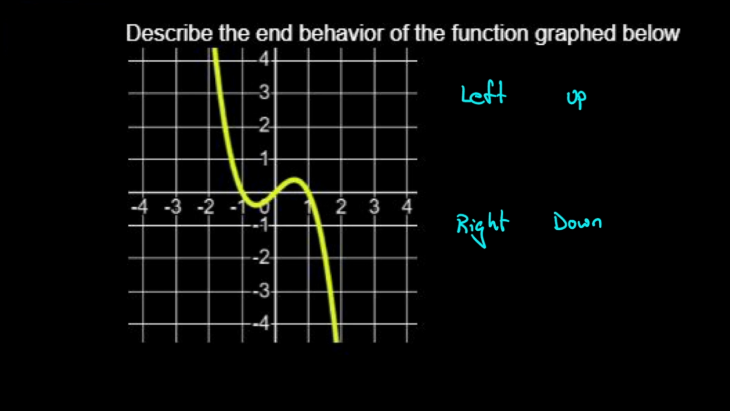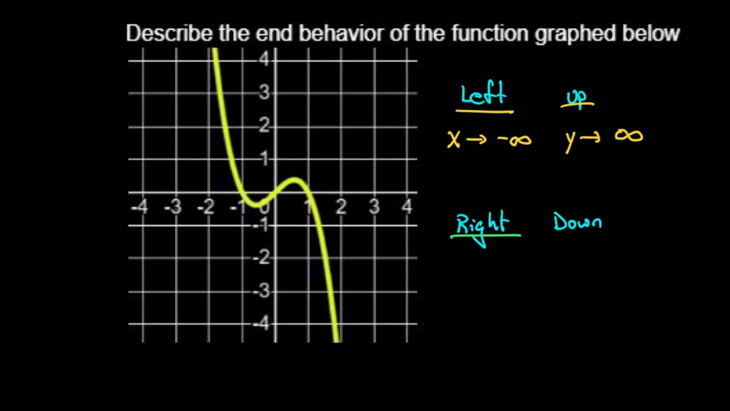Now we just have to turn this into mathematical notation. Left is an x descriptor, and negative x values are on the left, so x approaches negative infinity. Up is a y descriptor. So y approaches, well, what type of y values are up? Positive y values. So the left end behavior is described as x approaches negative infinity, y approaches positive infinity.